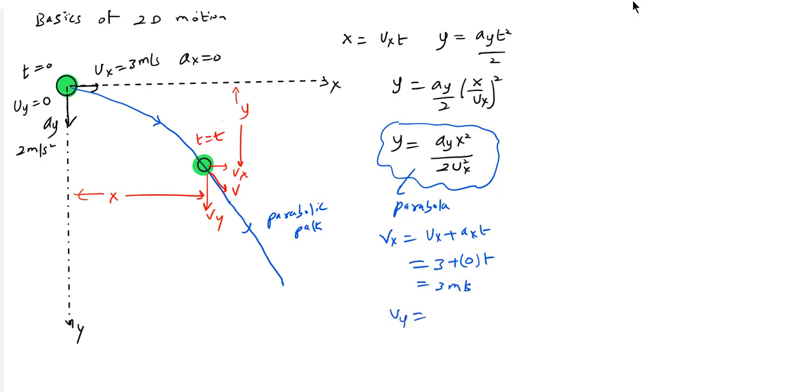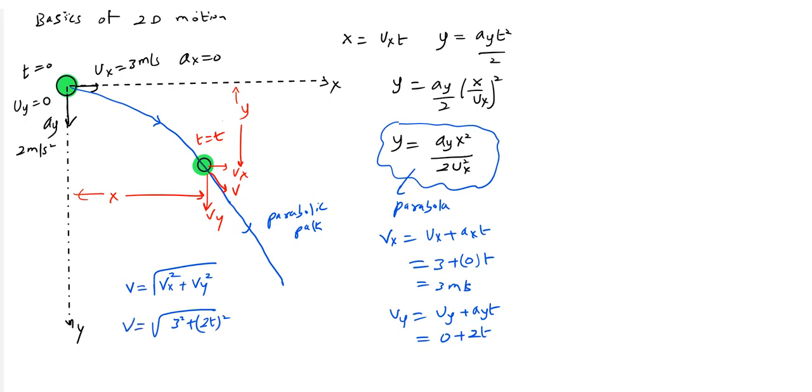What is vy? vy equals uy plus ay into t. What is uy? 0. ay is how much? 2, so vy is 2t. So can we calculate the speed of the particle at any time t? Yes, we can. v is equal to square root of vx square plus vy square. vx square is 3 square. vy square is 2t whole square. Like this, we'll get the speed of the particle.